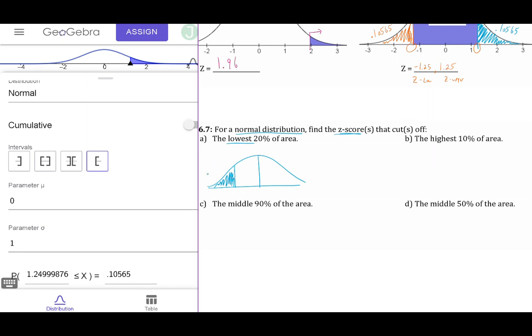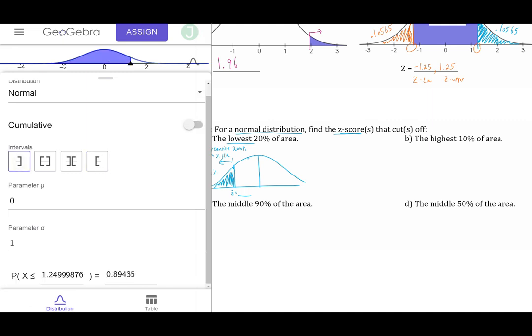The lowest 20% of the area is basically asking us to find a percentile rank. Recall that percentile rank is the percentage of values that are to the left of some given value. Well, if we know that there is some value that cuts off the lowest 20% of the graph, we're essentially looking for the 20th percentile. Since we're shading to the left, we're looking for the left bound here. We're going to choose the left shading in GeoGebra, and I'm going to double click here, make the area 0.2. And we'll get that the z-score is negative 0.84.